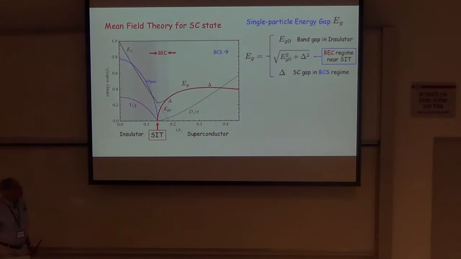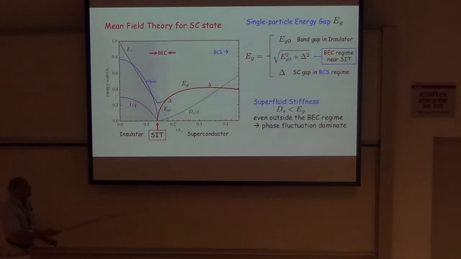Okay? So what I'll show you in the next few slides is that whether the single particle energy gap in the superconductor is just determined by pairing, or if it's determined by something else in addition to the pairing gap, determines whether I'm in the BCS or the BEC regime, and make that precise. Okay? And the other point to note is that the superfluid stiffness is another energy scale that goes soft upon approaching the superconductor insulator transition from the superconducting side.